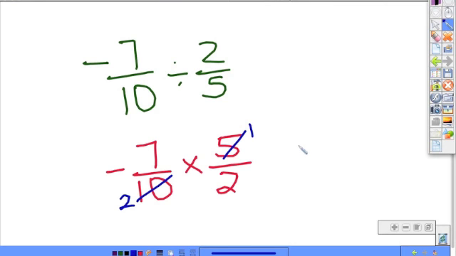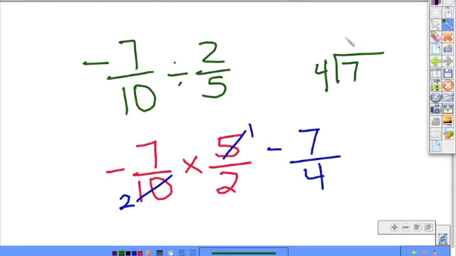So I have 7 times 1 is 7. 2 times 2 is 4. But I have this negative. Remember? A negative times a positive equals a negative. Oh, but I also noticed that this is an improper fraction. Means the big guy on top of the little guy. We don't like that, so we need to change that. Top number goes inside the box. So let's divide it out.